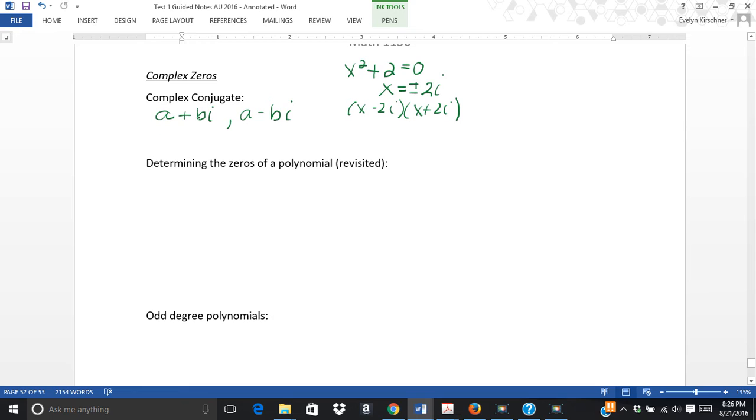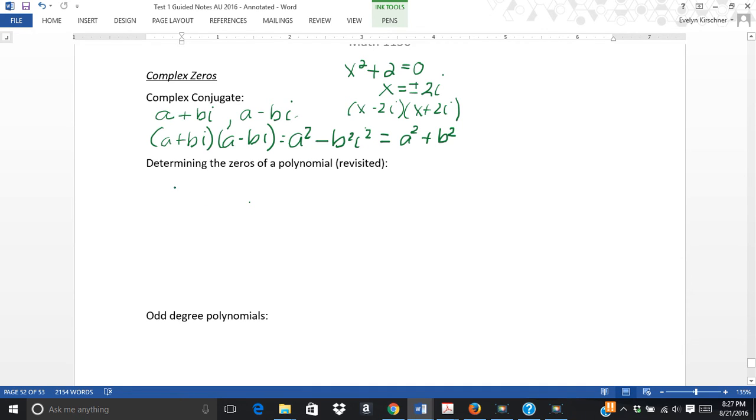So think about what happens here. Again, if I multiply a plus bi times a minus bi, I get a squared minus b squared i squared, because it's the form of the difference of two squares. But i squared is -1, so it's really a squared plus b squared.